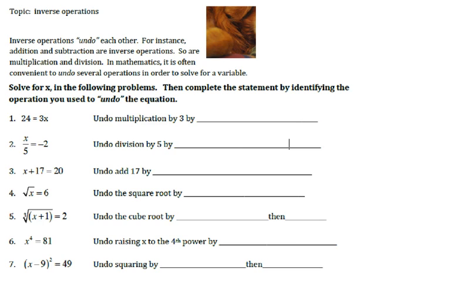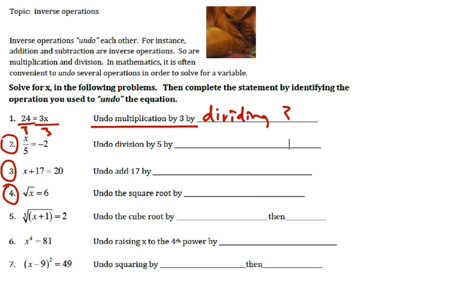Okay, some simple stuff. So, how would we undo multiplication by 3? By dividing by 3, right? Solving an equation like that. So 2 and 3, you guys should be able to get. You should be able to get 4 as well. Now let's look at number 5.